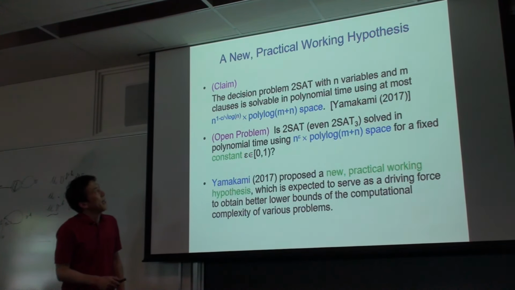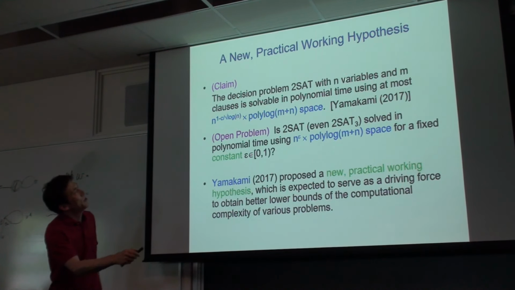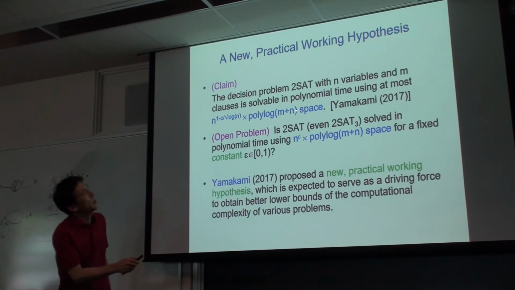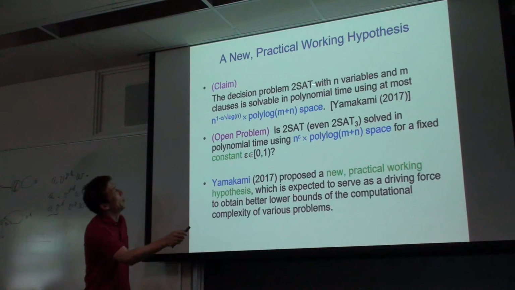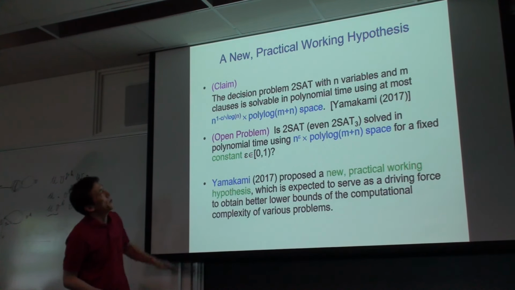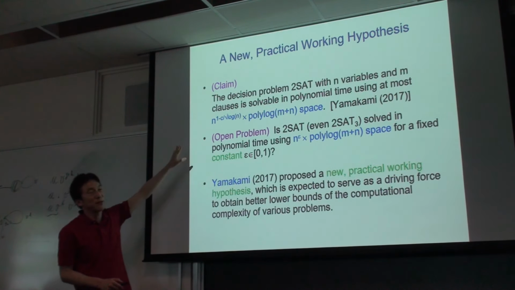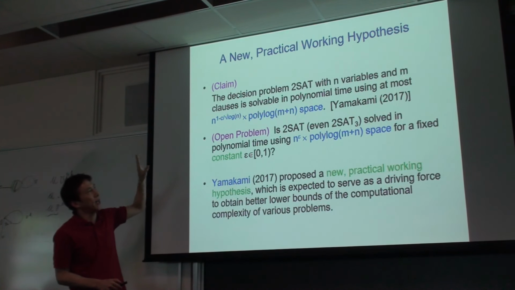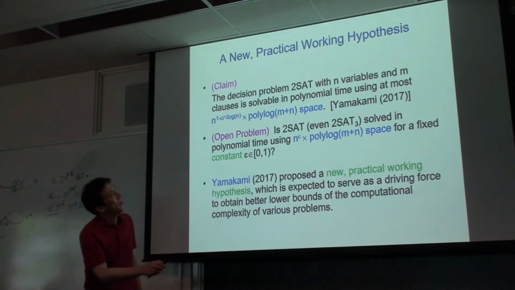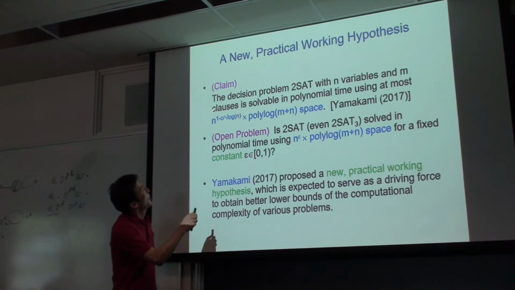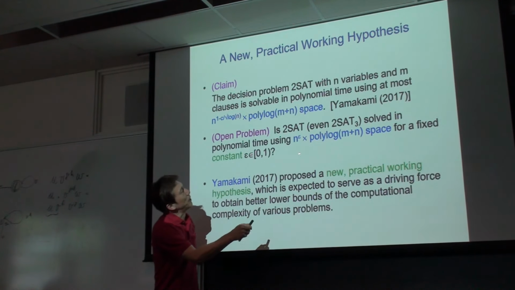Okay. Now, just to give you an idea, 2-SAT with n variables and n clauses can be solved in polynomial time using this amount of space. This result is just a simple modification of the previous algorithm for the directed st-connectivity problem, right? So now the question is whether we can reduce this one into this one.